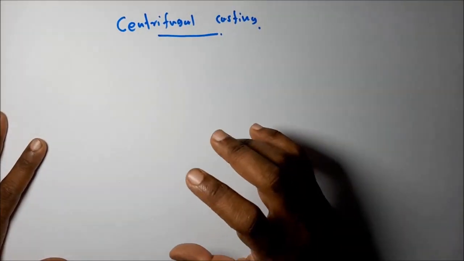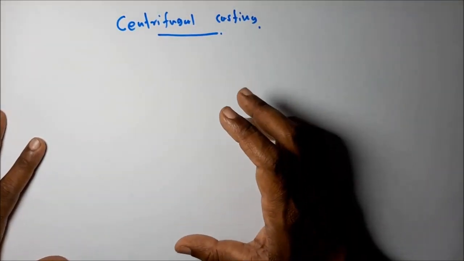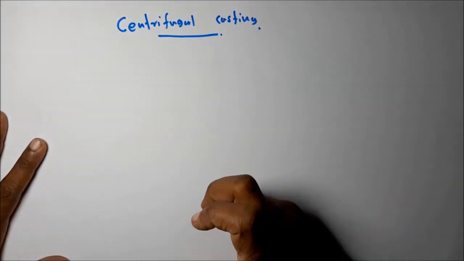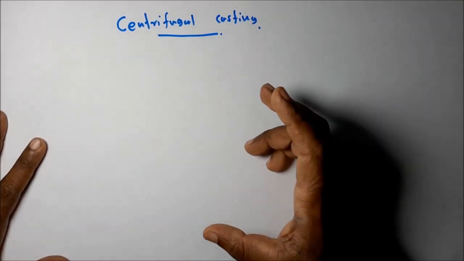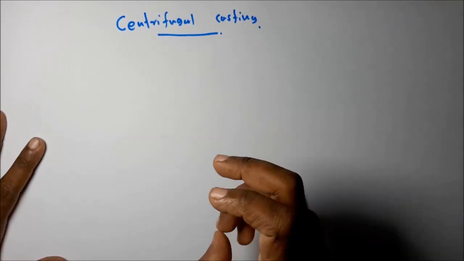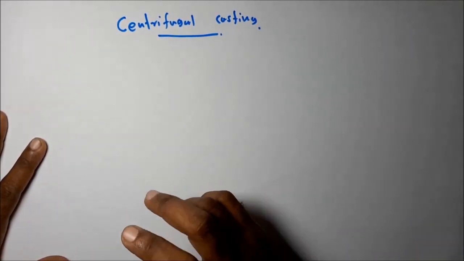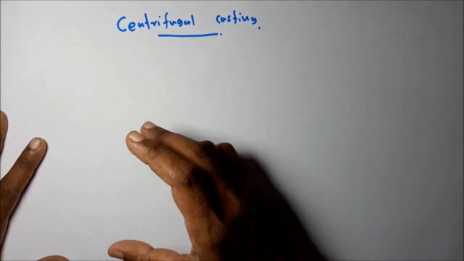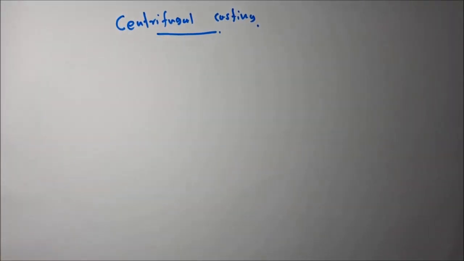In sand casting, gravity pressure is used to flow the molten metal into the cavity. In die casting, externally applied pressure is used to flow the molten metal inside the cavity. Here, centrifugal force is used to flow the molten metal inside the cavity. That's why it is called the centrifugal casting process.